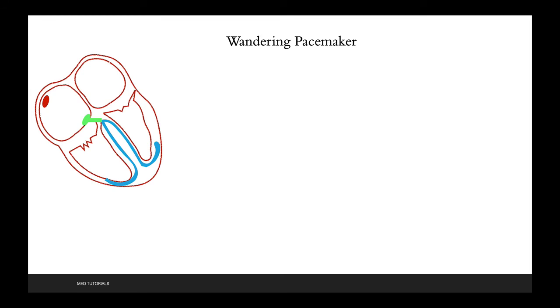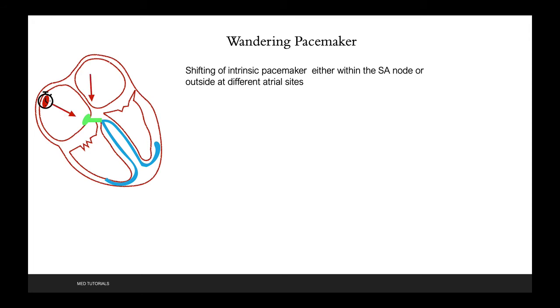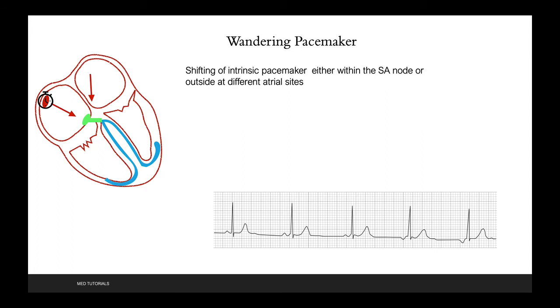We come to a condition known as wandering pacemaker now. So this is basically a shifting of the intrinsic pacemaker either within the SA node, that means areas in the SA node, or outside at different atrial sites. So the pacemaker keeps shifting around in the atria and or in sites within the SA node. If you look at the ECG, you would see that the P waves seem to be having different morphologies if you compare the P waves. And these changes in P wave morphology reflect a shifting of the pacemaker site within the atria or within the SA node.